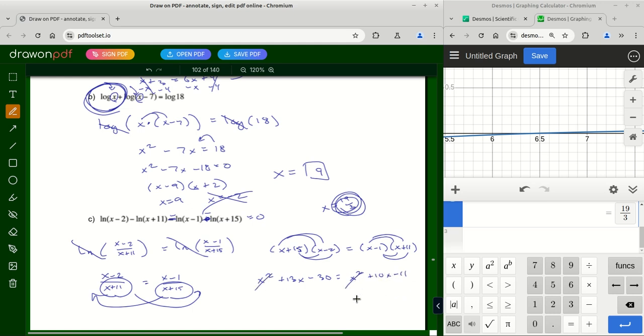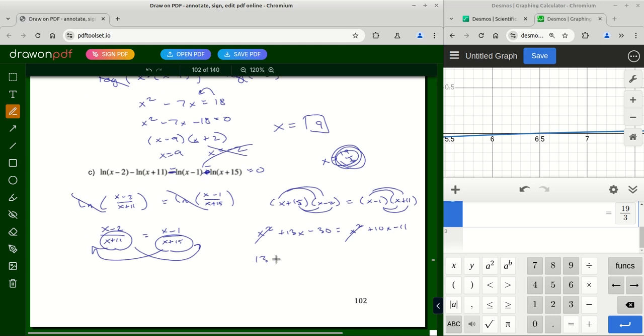Cancel your x squares out, because if you minus x squared on both sides, they cancel. I'm going to minus the 10x. I'm going to add the 30. Oh my gosh, Chad, this is nuts. Is that a 19? That looks like a 19. Divide by 3, and oh wow, we finally got the final answer. Now notice I only got one answer.